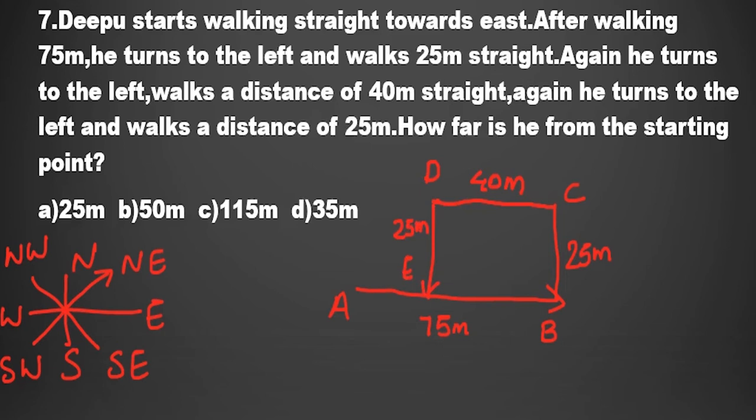Up to E. The final position is E. The question is, how far is he from the starting point? We have to find out the distance AE. The distance from the starting point A is equal to AB minus EB.